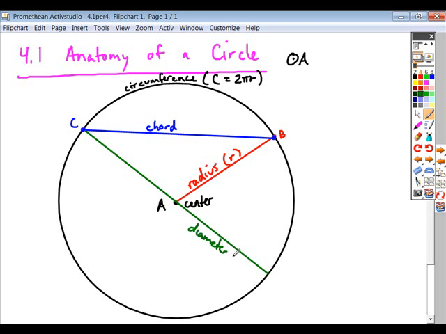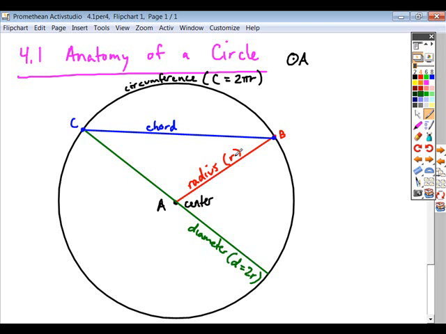And how does the diameter relate to the radius? It's made up of 2 radii. And so when you look at the diameter, which is designated with a lowercase d, it's equivalent to twice the measure of r, the radius.